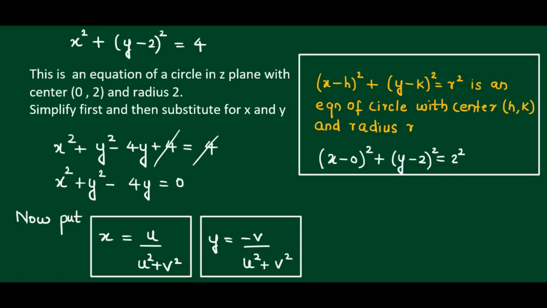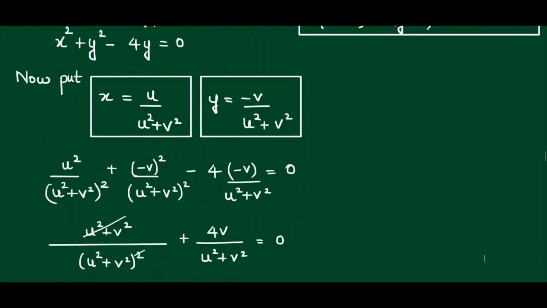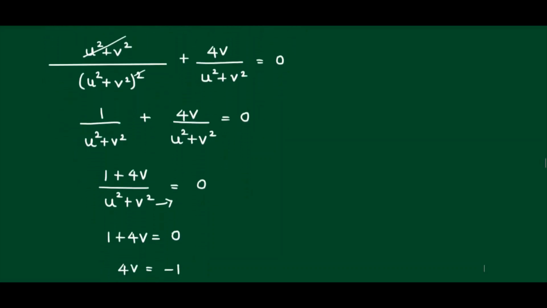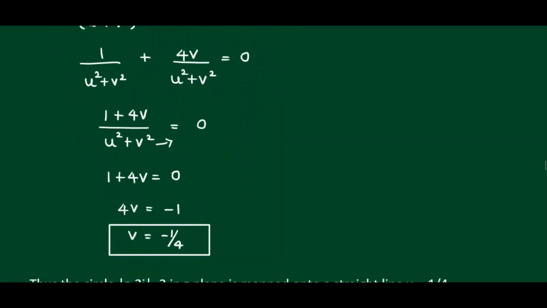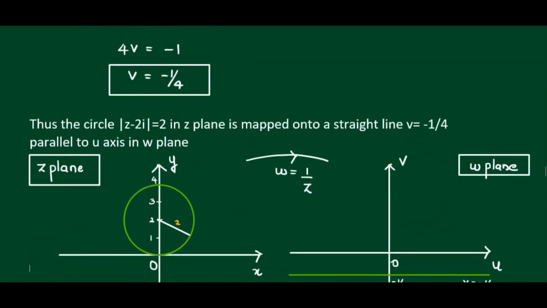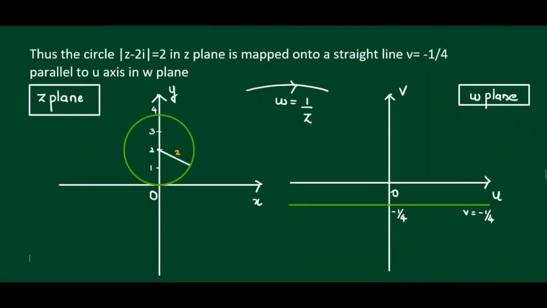Now, let us substitute, but before substituting you have to simplify this first. After simplifying, you may notice we have common terms and then we can cancel those common terms. Always group x square and y square together before you substitute, and then after substituting and simplifying further, the steps are similar to our previous problem. You will get 4v equal to minus 1, thus v is equal to minus 1 by 4. So, we can conclude the circle in the z plane is mapped onto a straight line which is parallel to the u axis in the w plane.